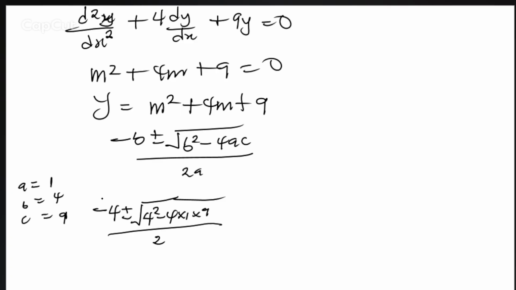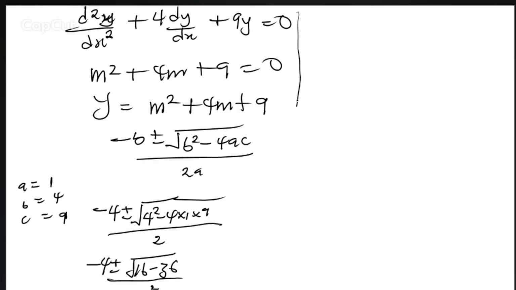If you simplify this, we'll simply have minus 4 plus or minus square root. Remember, 4 square is 16, so this is 16. Now you have minus here, which is what we have here. You have 4 times 1 is 4 multiplied by 9, and that is 36. So you have 36 here, divided by 2. Are we together? Now if you punch your calculator, 16 minus 36 will give you minus 20.